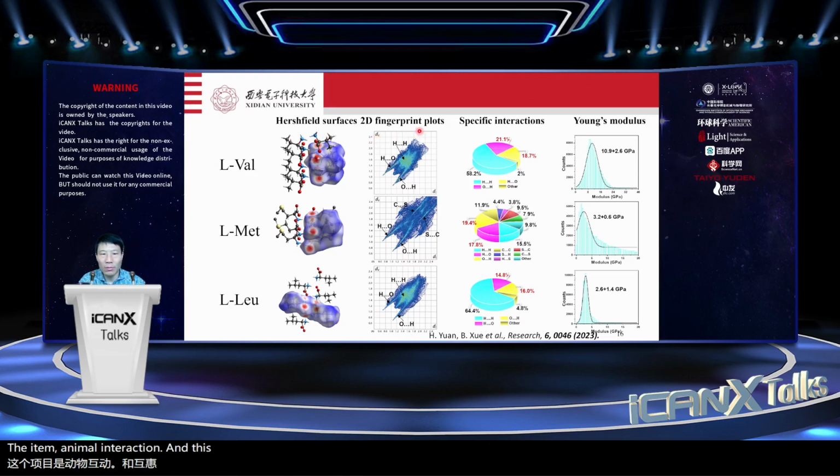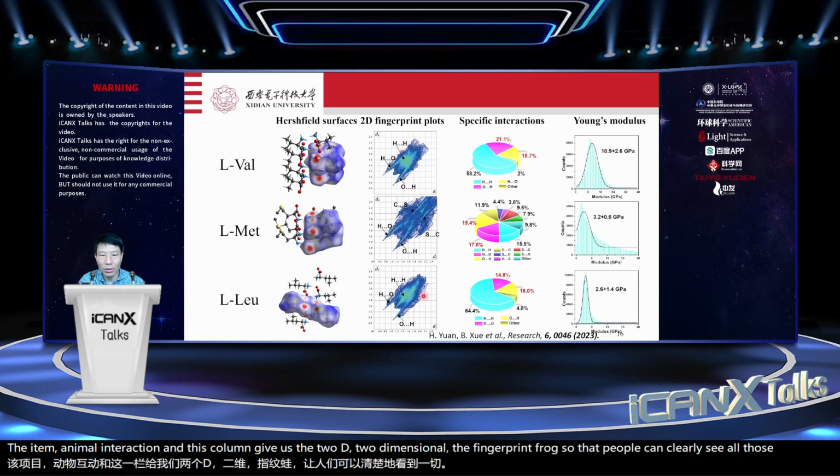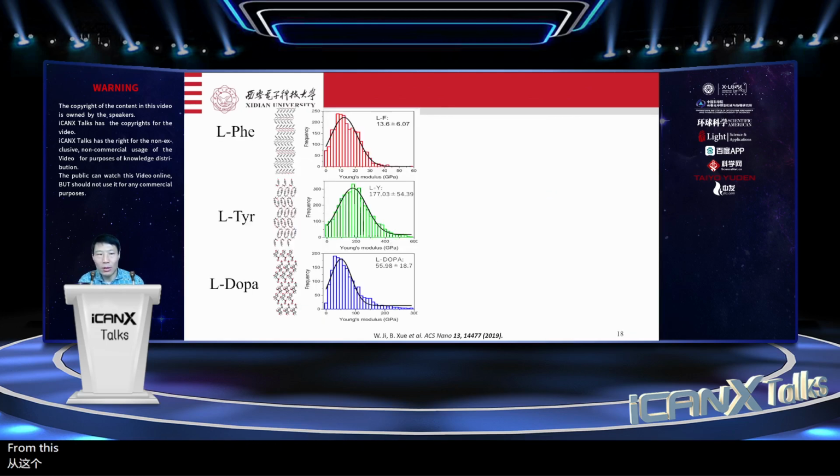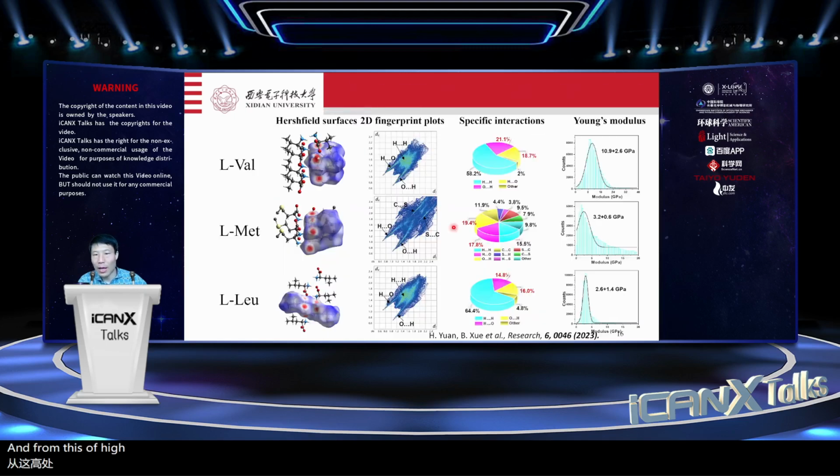And this column gives us the two-dimensional fingerprint plot, so that people can clearly see all those interactions. This may be abstract, so we did some statistics. We have this so-called pie chart. The pie chart shows us the molecular interaction of the amino acid. From this we can clearly see the red and the yellow area, corresponding to OH and HO interactions, and which one has the highest.